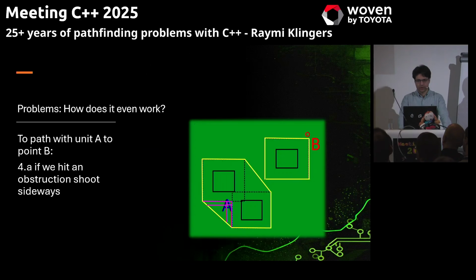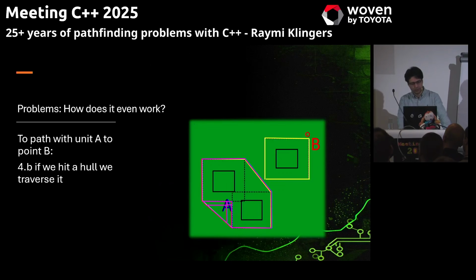If we hit an obstruction, we shoot sideways. And we keep bouncing until we actually escape our convex hull. Now, we have escaped our convex hull. We're now going to walk the edges around the convex hull.